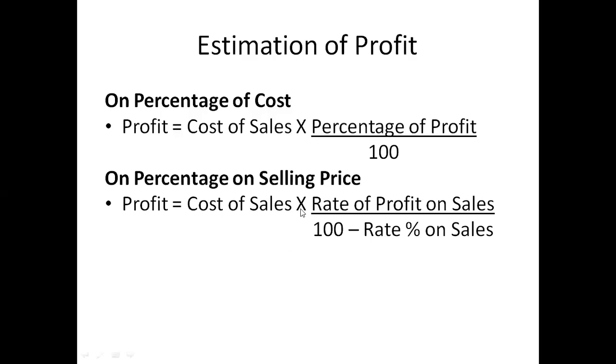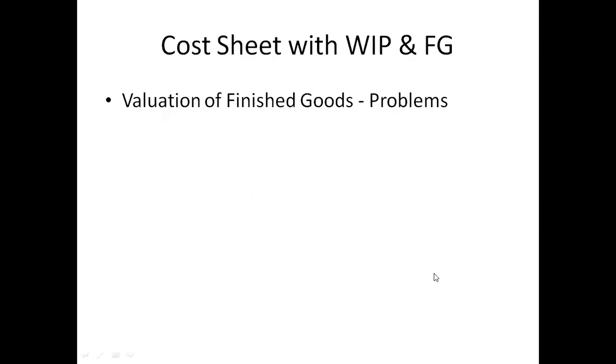If it is given on the selling price, then what you applied in the previous formula, that formula you have to apply again. You have to calculate up to the cost of the product, that is the cost of sales, multiplying. So if it is given 10%, it means 10 divided by 90. So 100 minus 10, 90. That is the rate on sales. We have to deduct. Okay, this is how to calculate the profit, right? So now we can go to one problem.